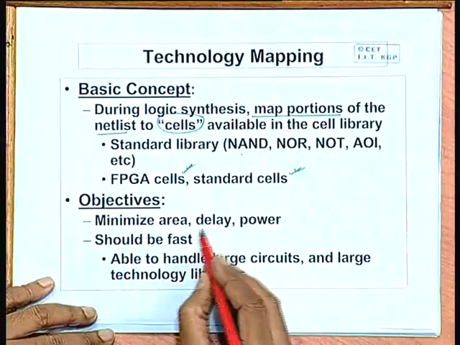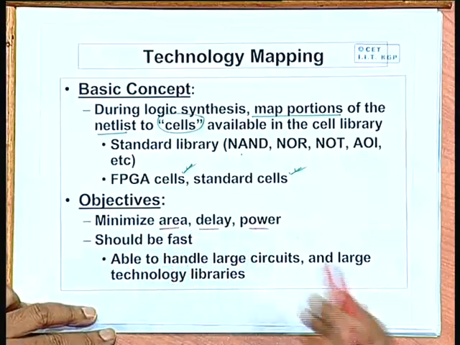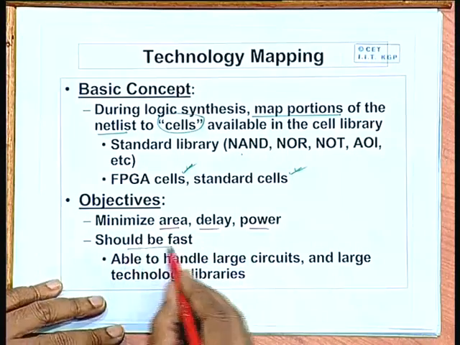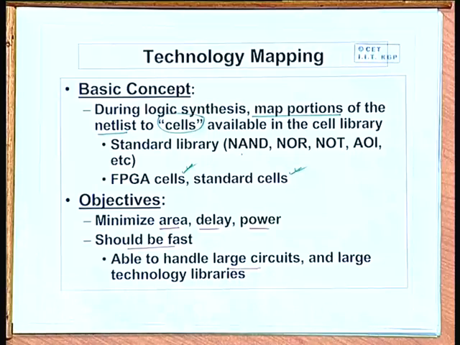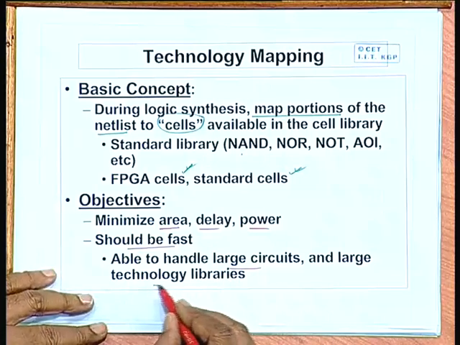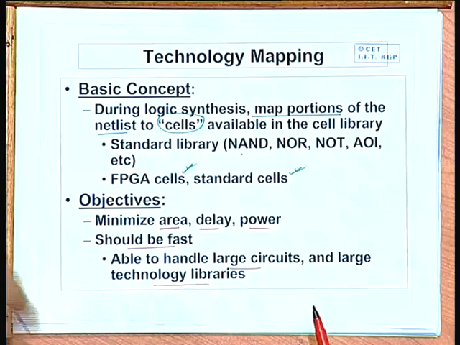So, the objective is obviously to minimize area, delay, power. There can be conflicting requirements: it should be fast, it should be able to handle large circuits, and typically technology libraries are large. So, I have another example to show you.